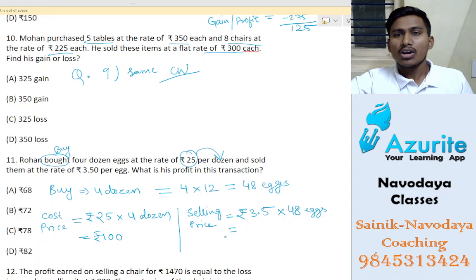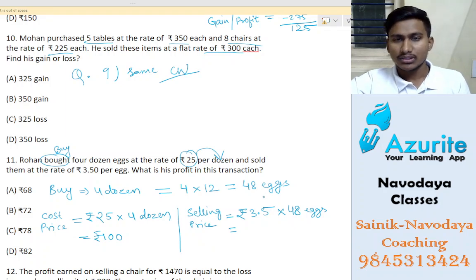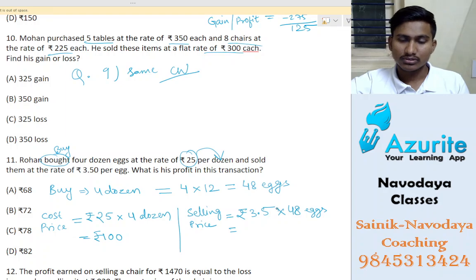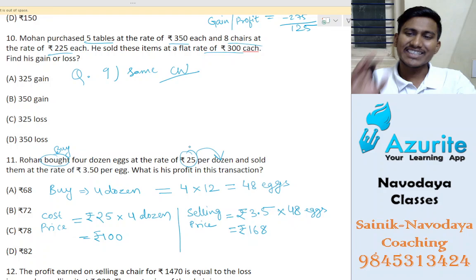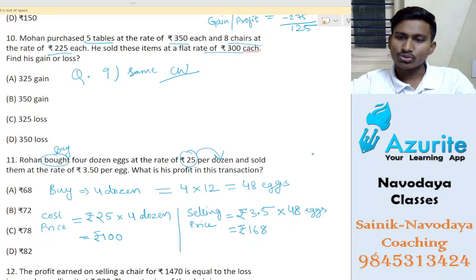Sir, rupees 144. Okay. And 144 plus 24 will be how much? 168 rupees. Okay? 48 threes are 144, and with the half it will be 168 rupees. You know how to multiply decimals, right? If you do, you can multiply.